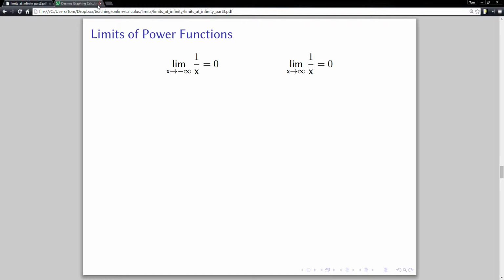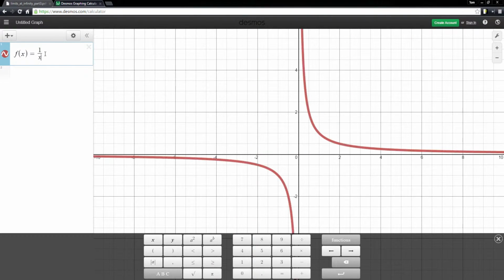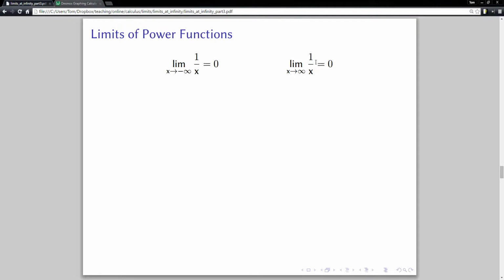So looking at 1 over x, let's just take a look at the graph of that. That's what the graph would look like. And so the farther I go off to the right over here, you can see the closer and closer this graph gets to the x-axis. In other words, the closer the y values get to 0. Same thing over here. So the limit as x goes to infinity of 1 over x would be 0. The limit as x goes to negative infinity of 1 over x would be 0.